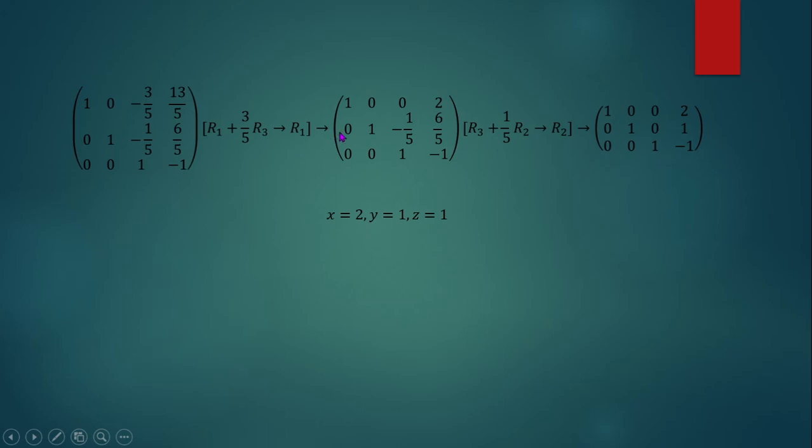Okay, this one, eliminate this one. We want to modify R2: R2 plus 1 over 5 R3. Substitute into R2, we get this. And the identity matrix, this is the solution. X is 2, y is 1, z is -1.